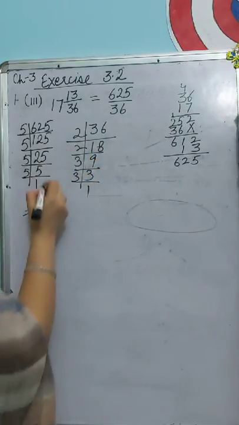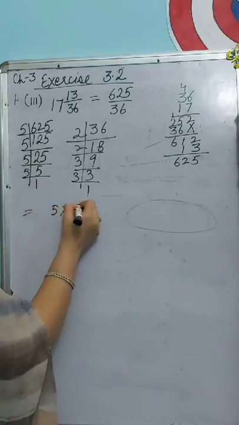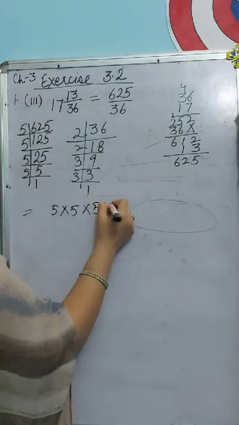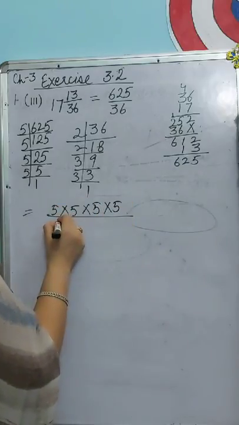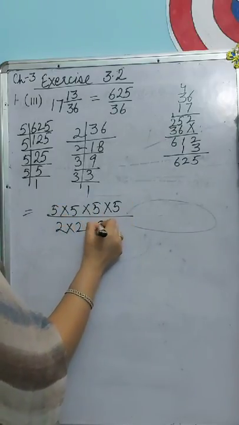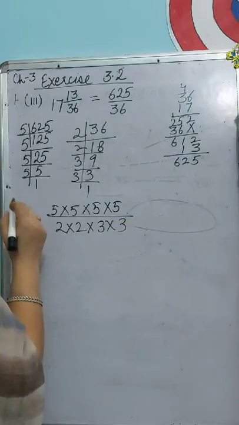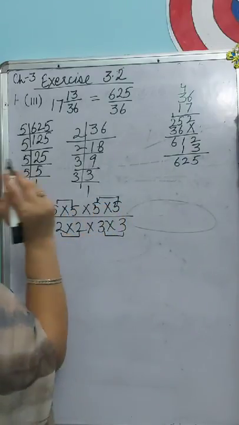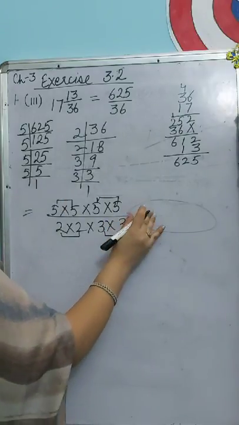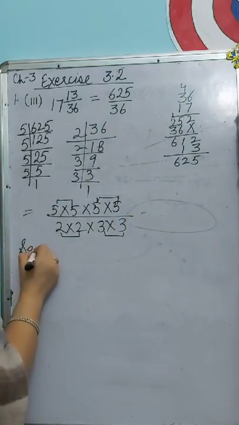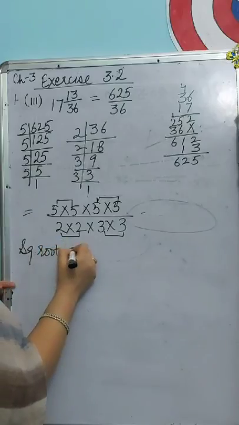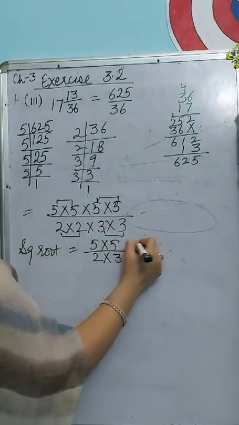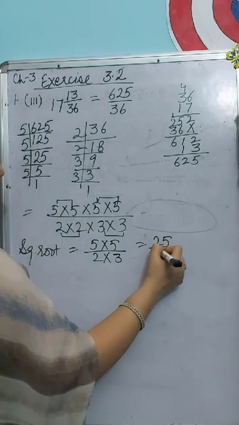So what is the answer over here? 5 into, what was the second step? Write the prime factors in the form of multiplication. Denominator में 2 into 2, 3 into 3. Third step, make the pairs of the common factors. Fourth step, square root is equal to 5 into 5 over 2 into 3. That means 25 over 6.